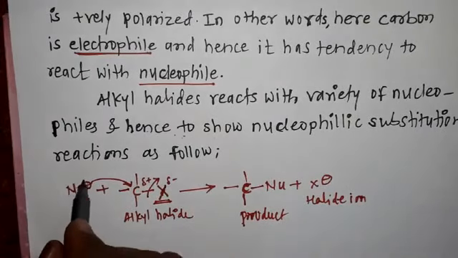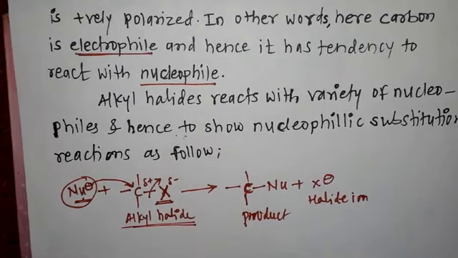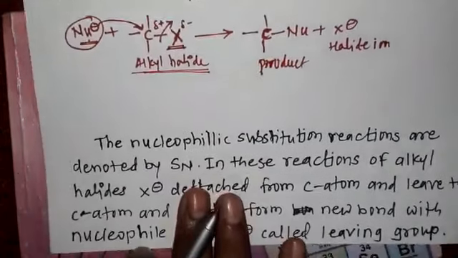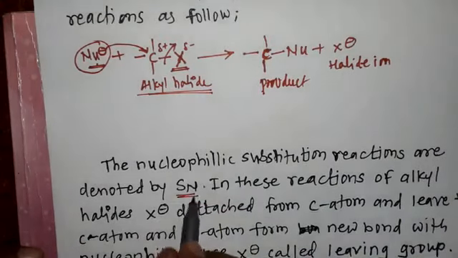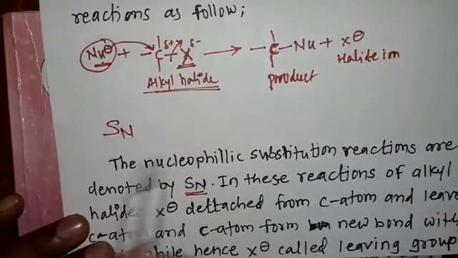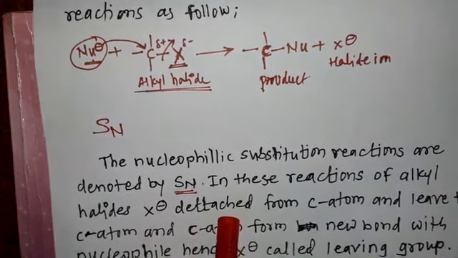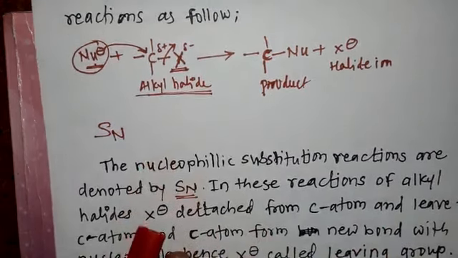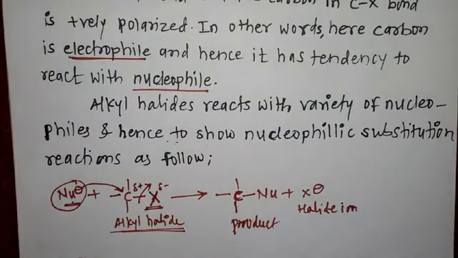And there are various types of nucleophiles which react with alkyl halide. The nucleophilic substitution reactions are generally denoted by SN, like this. And these are reactions of alkyl halide in which X minus is detached from carbon. Here this X minus is detached from this carbon.